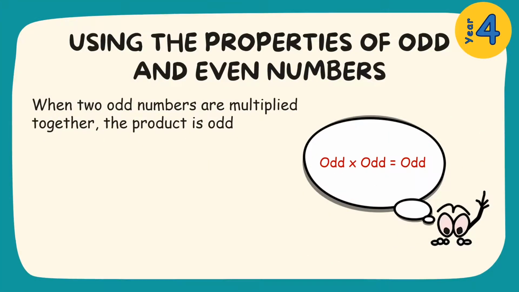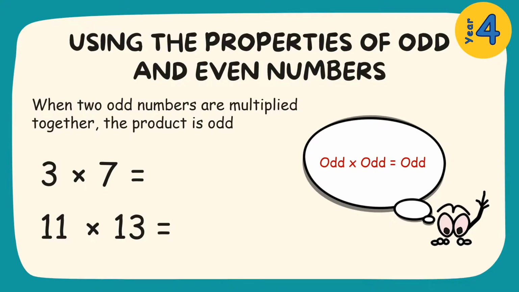The last thing we need to look at today and understand is that when two odd numbers are multiplied together, the product is always going to be odd. That just means when I multiply two odd numbers, I get an odd number as a result. Like I said before, it doesn't matter how large these numbers are. If they're two odd numbers being multiplied together, the result should be an odd number as well.